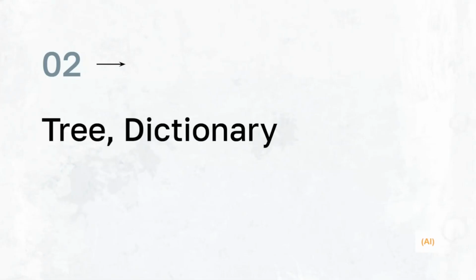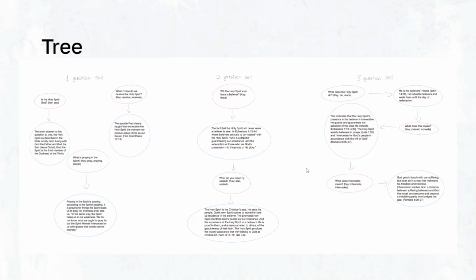Now we're going to move on to the tree and the dictionary. In our project, there's a 1-question set, a 2-question set, and a 3-question set. In the 1-question set, as you can see, there is one question which the program will identify a key, and then from that, it will give the user an answer.